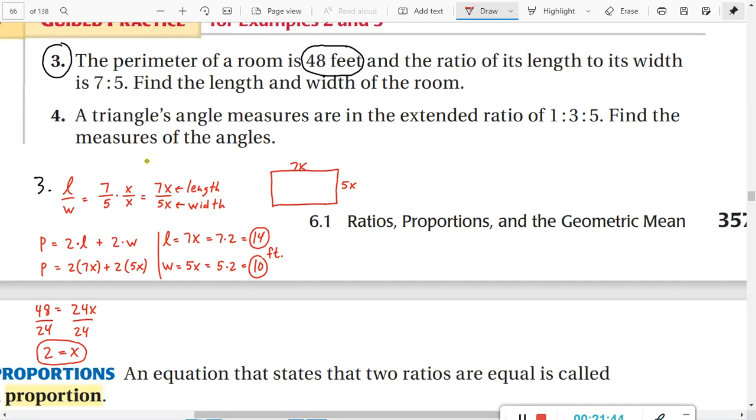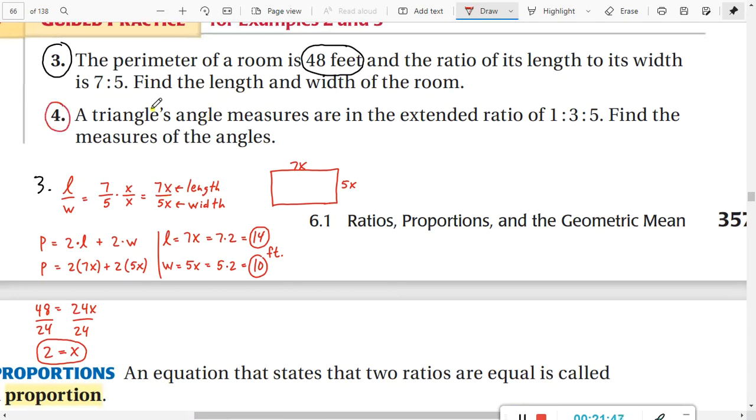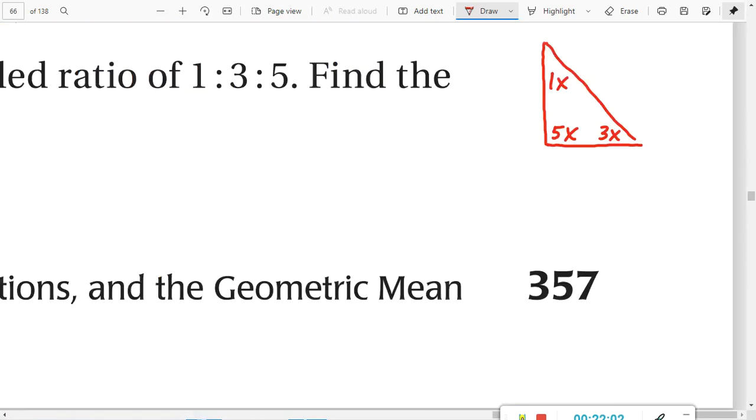Okay, please pause and try guided practice number 4. It says the triangle's angle measures are in the extended ratio of 1 to 3 to 5. Find the measures of the angles. I'll give you a hint. You want to make it 1x, 3x, and 5x. Okay, so the ratio of the angles is 1 to 3 to 5. If you multiply each one by x, that's going to be 1x, 3x, and 5x. Okay? That does not change the ratio. It's still the same thing.